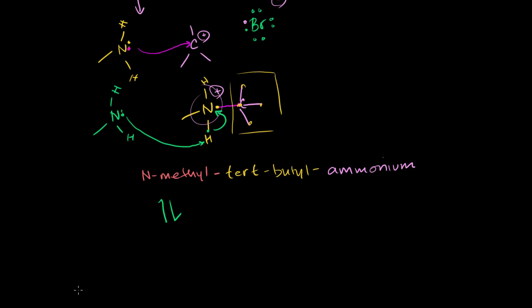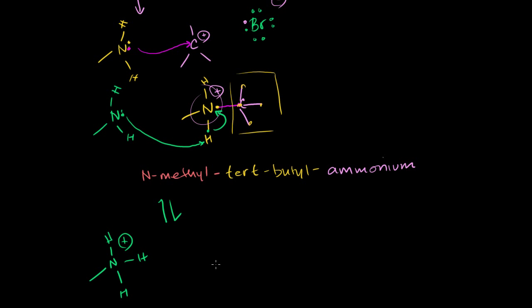This methylamine is now methylammonium. So it now looks like this. It now has 3 hydrogens on it, right? Because this guy bonded with that hydrogen. It now has 3 hydrogens. So this is methylammonium. And then this thing over here will now look like this.